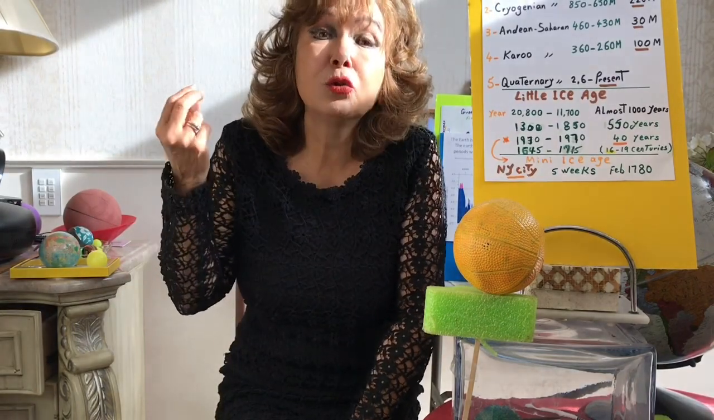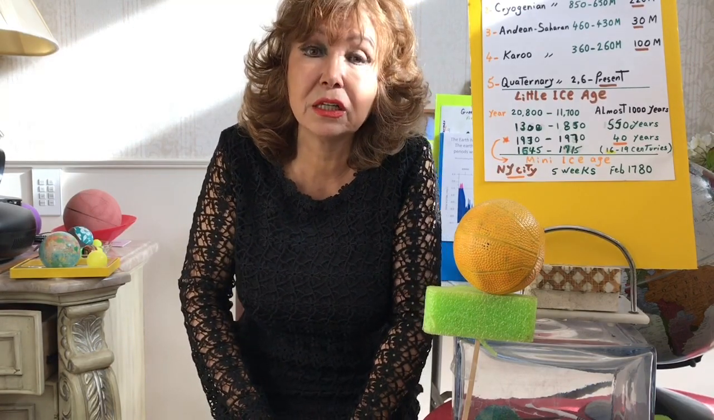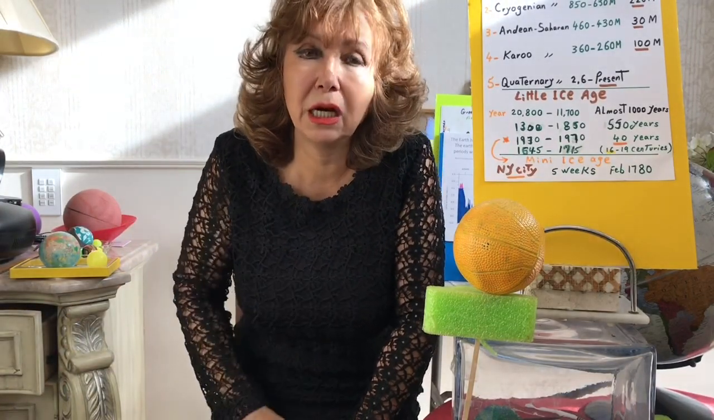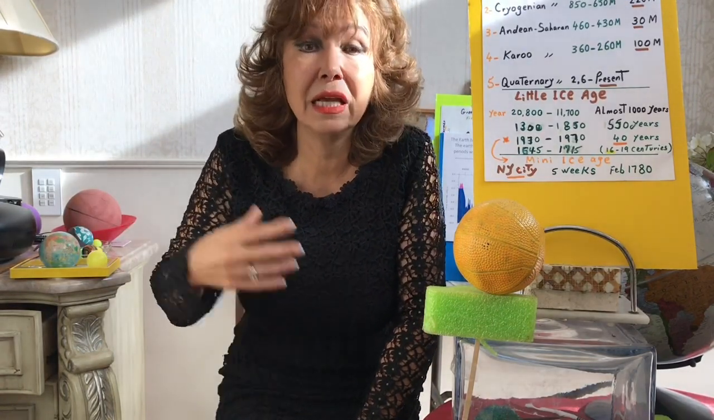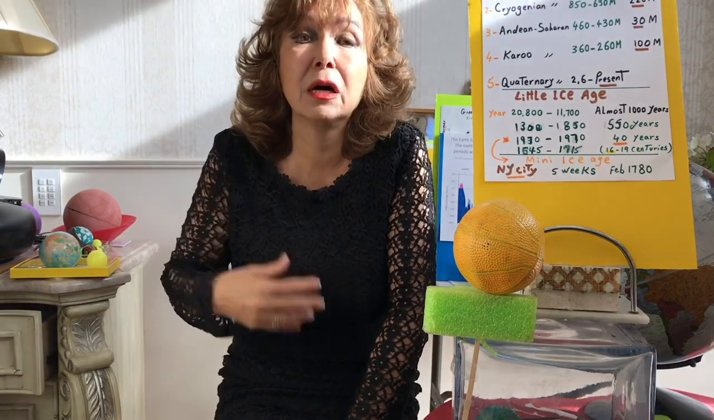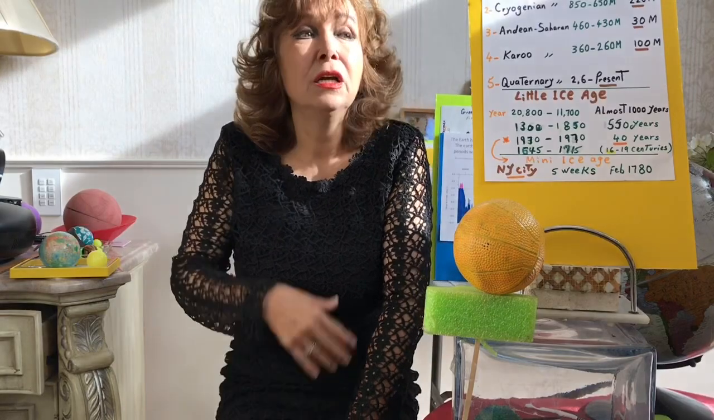Like 20,800 years ago till 11,700 years ago, we had a glacial period. Some scientists call this period Little Ice Age. Then from 1300 till 1800, also we had a glacial period or Little Ice Age. The temperature dropped 5 degrees.